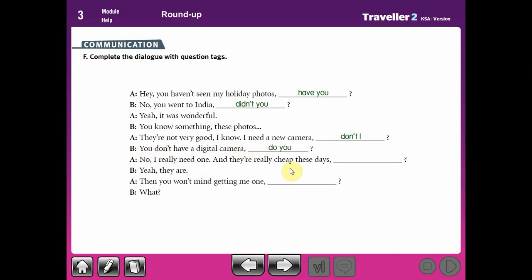Do you. We have here, they are. Negative, aren't they. Very good. Aren't they? Here we have you won't. You won't means you will not, right? So we say what? You will not. Will you? Good. Will you. Very good. This is for the student book.